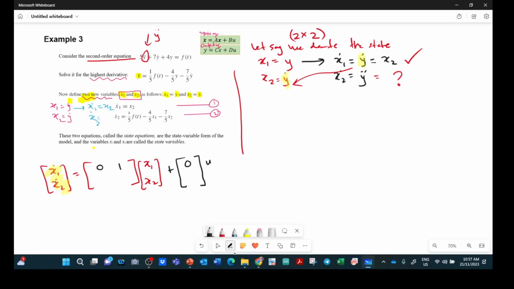So we need to continue to solve for y double dot. Solve for y double dot, meaning that we are going to use this equation to solve it. So we have 5y double dot plus 7y dot plus 4y equal to, let's say we define u1 equal to f(t). So 5y double dot is 5 x2 dot, plus 7y dot is 7 x2, plus 4y, 4 x1, equal to u1.